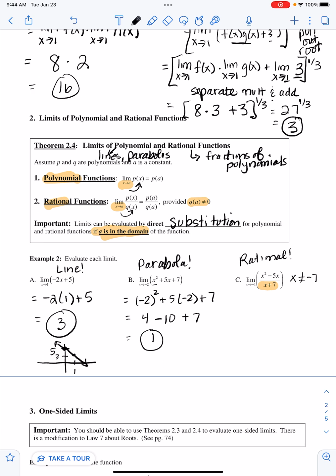So this is going to have the same evaluation that we've just done, where we plug in -1 for x. We're going to get -1 squared minus 5 times -1, and then in the denominator, we'll have -1 plus 7. Our denominator is a little bit easier to find. That's 6 here. This is 1 plus 5. So we really get 6 over 6, which is 1. That would be a point on our rational function.